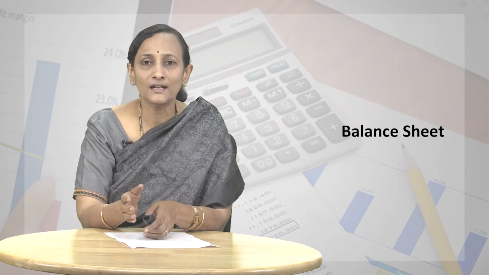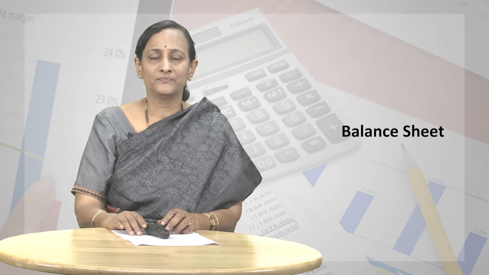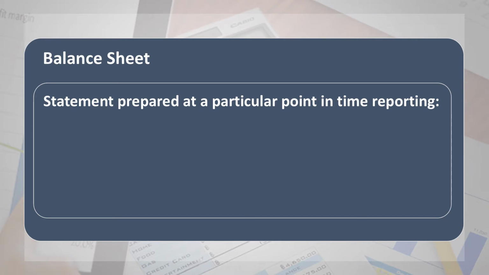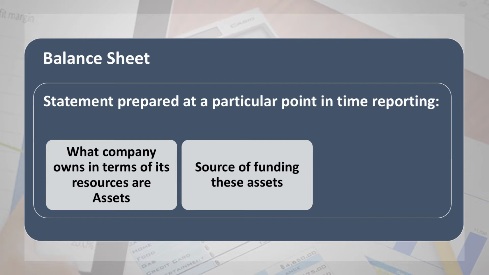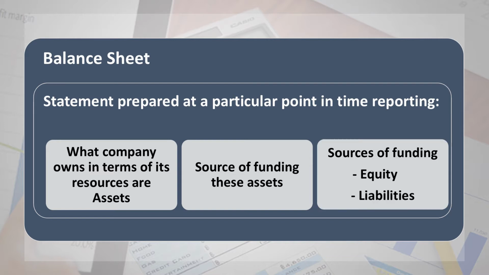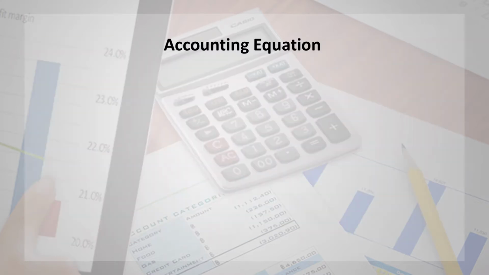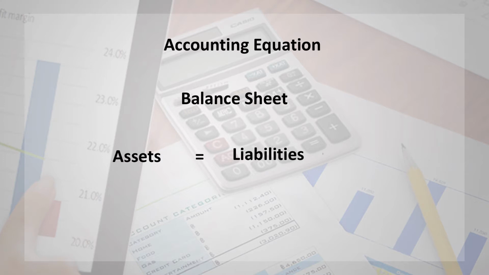Let us quickly look at what this balance sheet is. Like we explained before, the balance sheet is a statement that gives us, at any particular point in time, what the company owns in terms of resources, called assets, and how they funded these assets, basically the source of funding of the assets, also called equity and liability. Thus, the balance sheet can be represented by the accounting equation: assets are equal to liability plus equity.